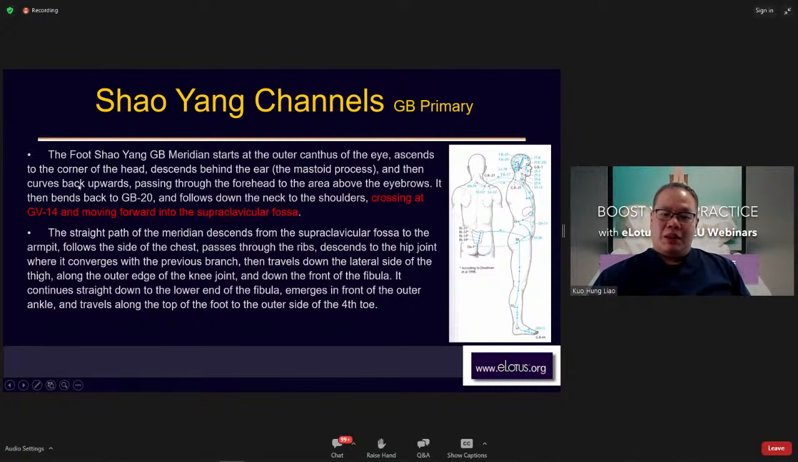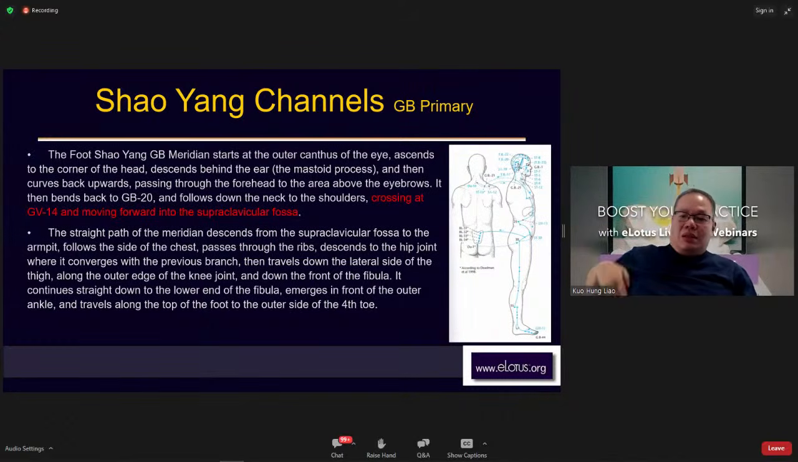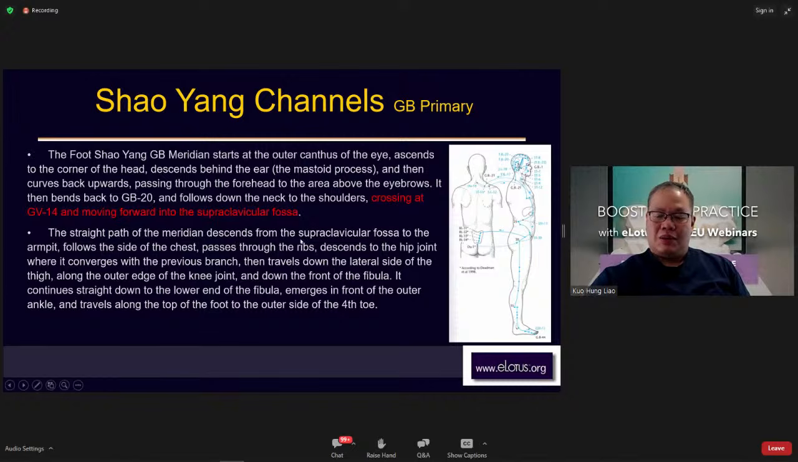One straight pathway of the meridian descends from the supraclavicular fascia to the armpit. So basically, it goes down and follows the side of the chest and passes through the ribs, descends to the hip joint, where it converges with the previous branch. So basically, it goes from the side and goes back and goes to the hip and goes down. And once you go down there, you follow the hip, go down the side of the body, follow the IT band, and go to the fibula and down to the foot, and end at the outer side of the fourth toe. Okay. That's the main branch.